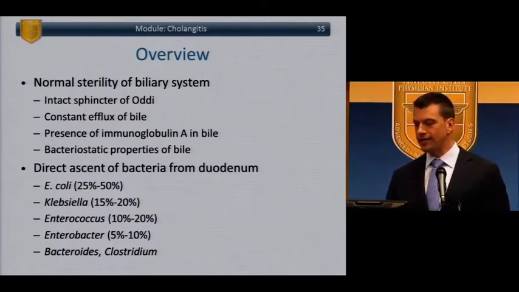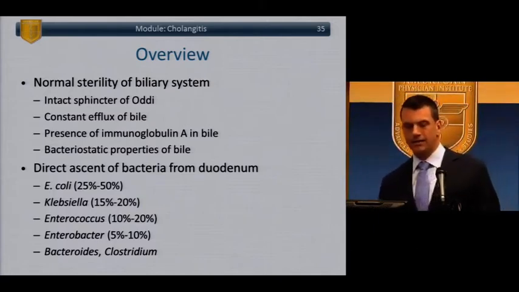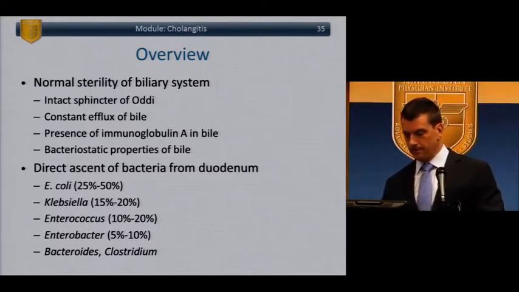It results from direct ascent of bacteria from the duodenum, so gut flora are the norm. E. coli and Klebsiella are probably the most common. Enterococcus, Enterobacter, Bacteroides, and Clostridium can all make up a portion of this.